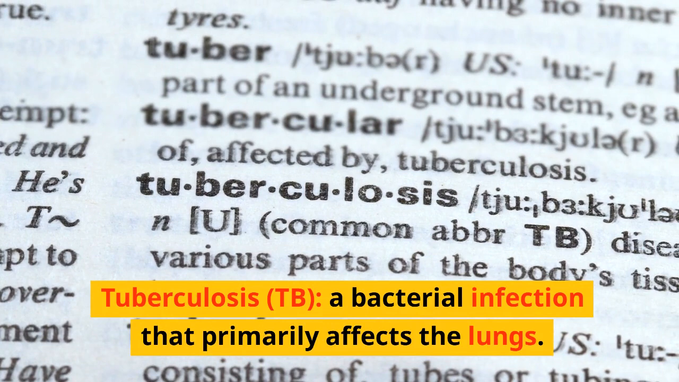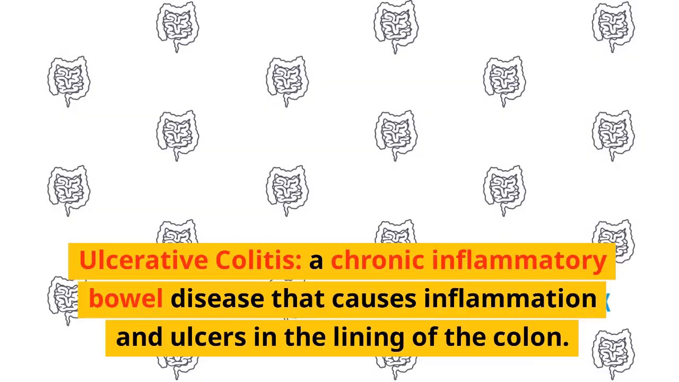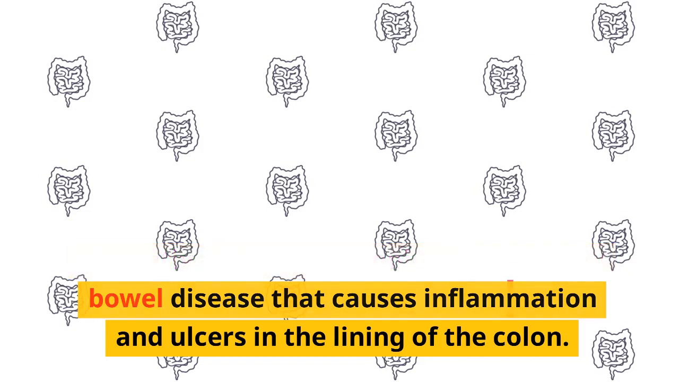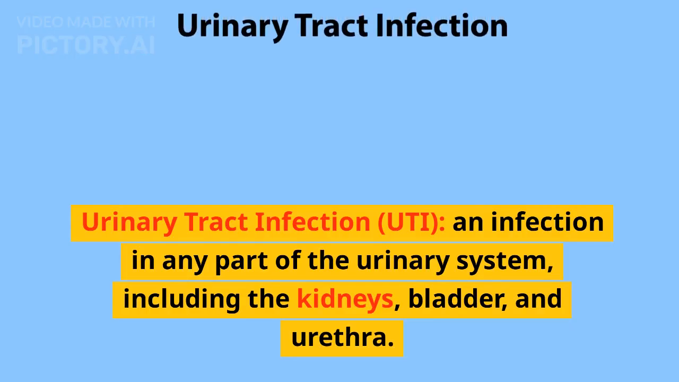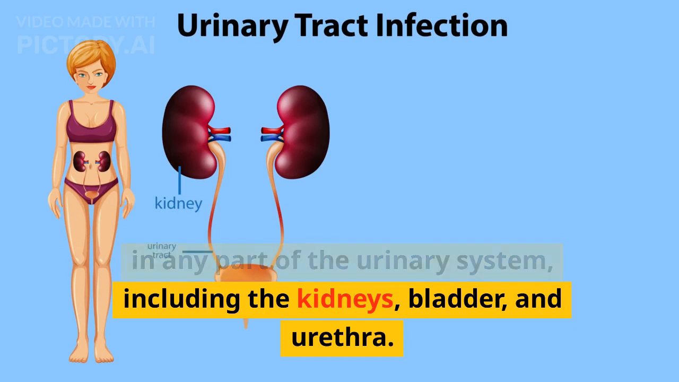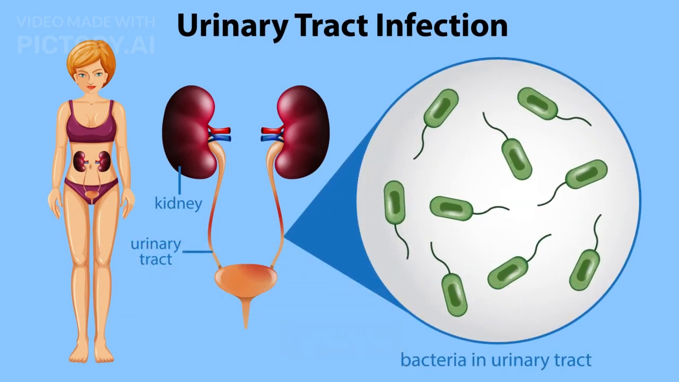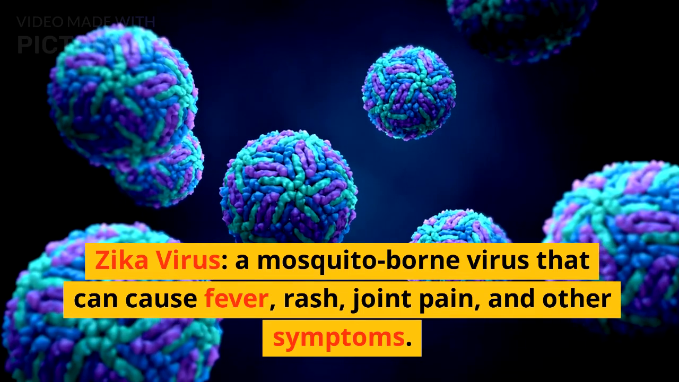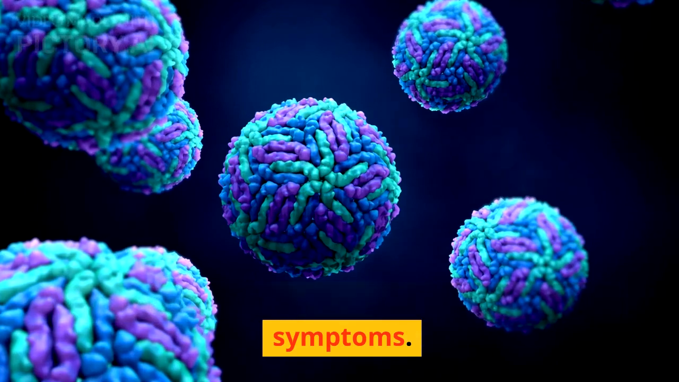Tuberculosis, TB, a bacterial infection that primarily affects the lungs. Ulcerative colitis, a chronic inflammatory bowel disease that causes inflammation and ulcers in the lining of the colon. Urinary tract infection, UTI, an infection in any part of the urinary system, including the kidneys, bladder, and urethra. Zika virus, a mosquito-borne virus that can cause fever, rash, joint pain, and other symptoms.